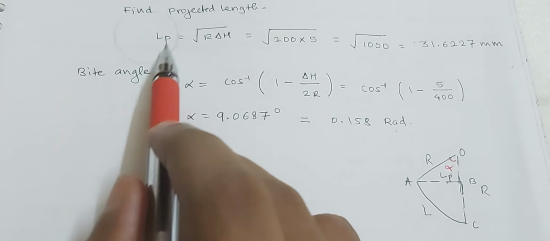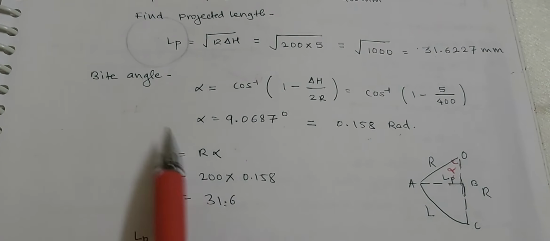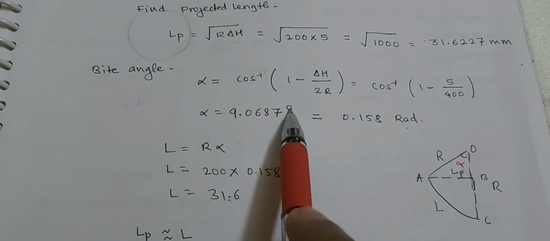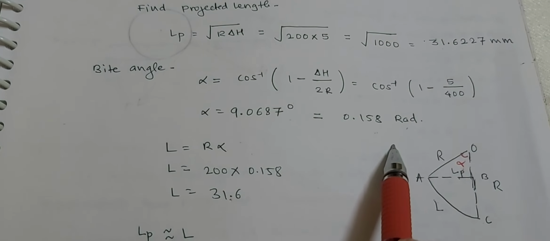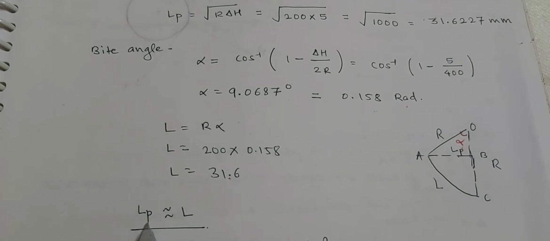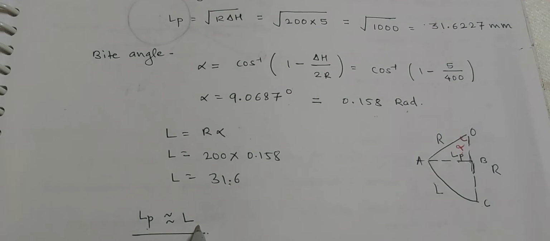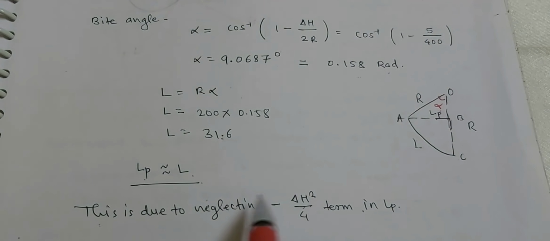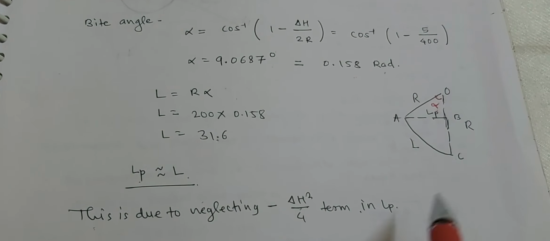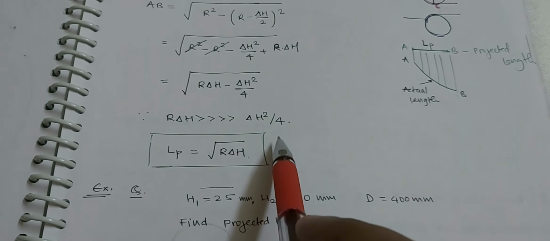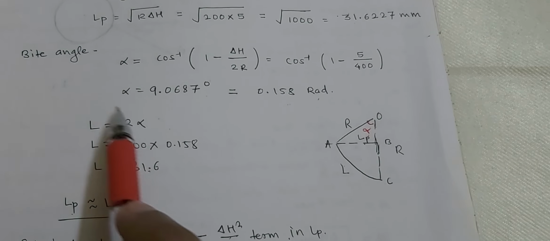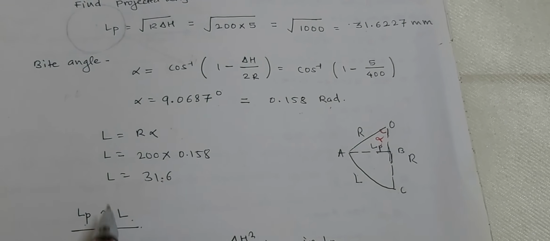So either you can solve by this method, or you can use the bite angle term here. But don't forget this conversion of degrees into radians. So this projected length LP is equal to this L, and this is due to neglecting the delta h square by 4 term in LP. So here we have neglected this term delta h square by 4. Either you can go by this formula, or you can go by this formula r into alpha. Yes, thank you.